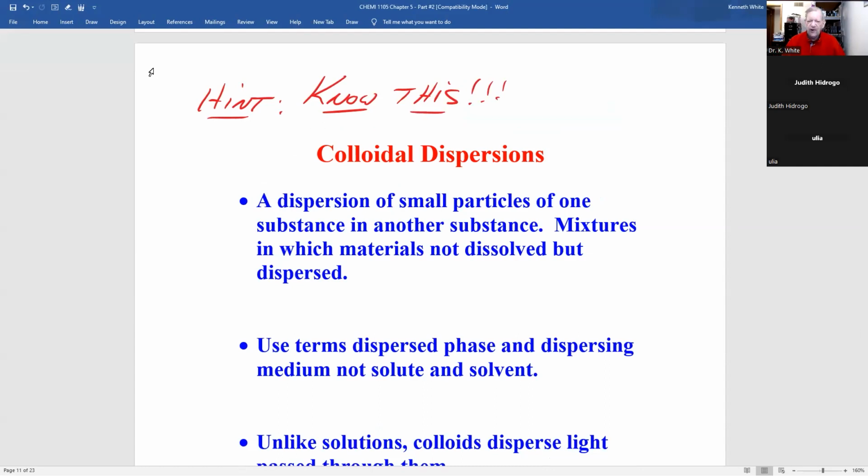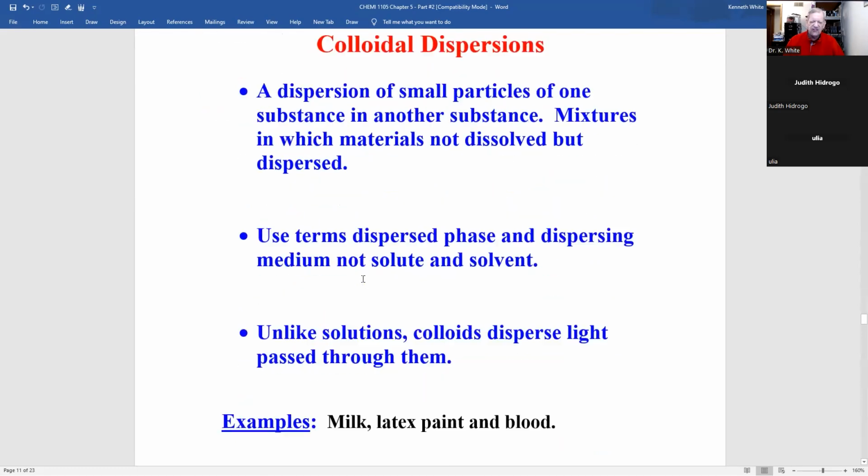If you look at a bottle of ketchup or mayonnaise, you say, oh, that's a solution. And it's not. It's what we call a colloidal dispersion. A colloidal dispersion is small particles of one substance in another, mixtures in which materials don't really dissolve, but are dispersed. Now, I'll never ask you what is a colloidal dispersion.